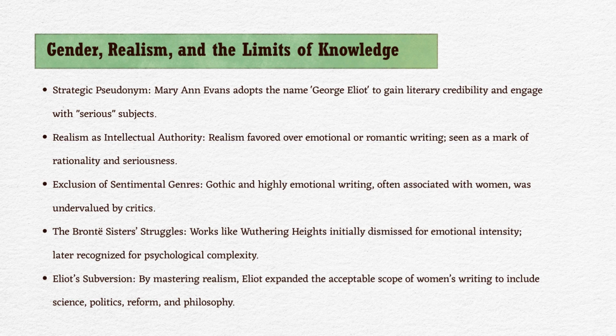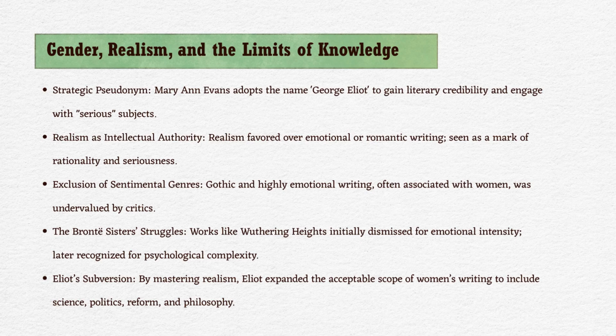In contrast, genres often associated with women, like gothic fiction or highly emotional narratives, were marginalized. Critics dismissed works like those of the Bronte sisters as overly passionate or sensational, though later readings revealed their profound psychological insight. By mastering realism in Middlemarch, Eliot not only ensured her place in the literary canon, but also subtly expanded the boundaries of women's authorship. Her work demonstrated that women could write about the full range of human experience, challenging both literary and societal expectations.